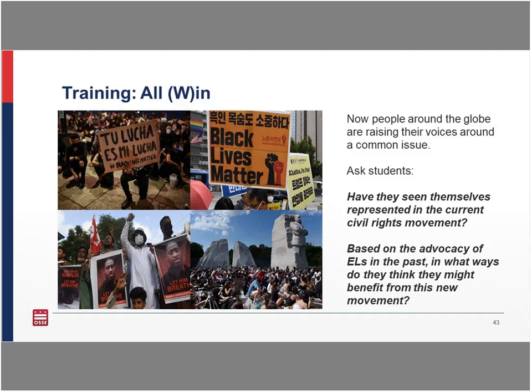So in doing this activity, you can ask staff or students, have they seen themselves represented in the current civil rights movement? And based on advocacy that English learners performed in the past, what do students think they might be able to get out of the current social justice movement that you see here on the slide? And for staff, what does staff think students who are English learners and their families might benefit from this new movement, or how might this movement be impacting them today?